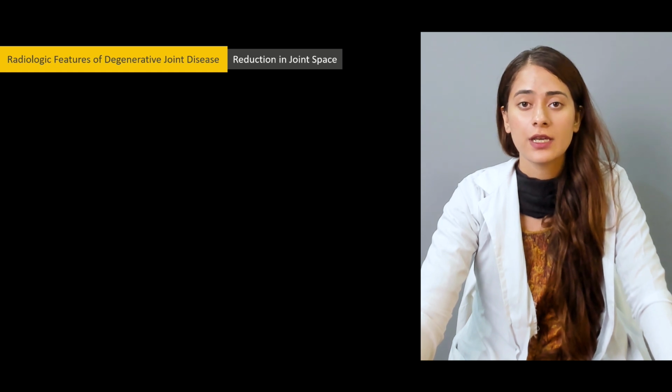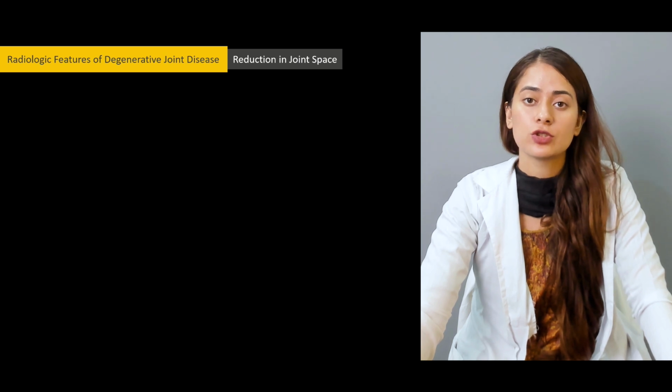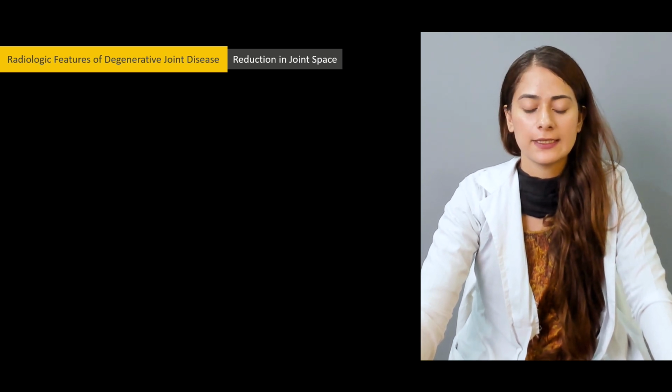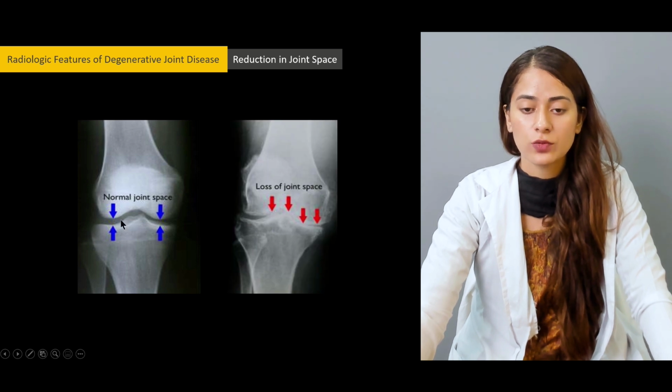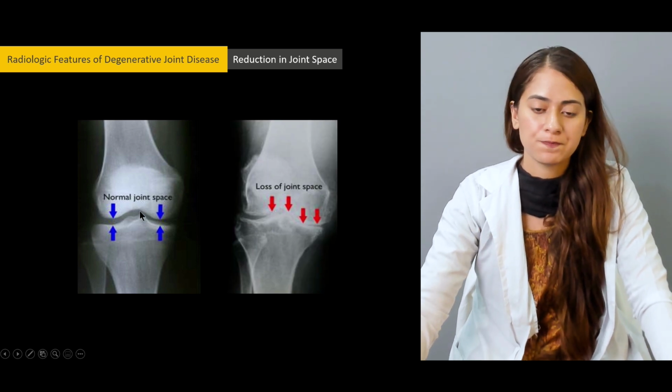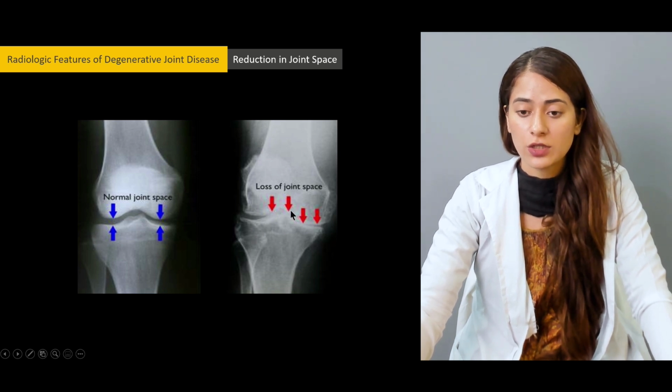First is a very visible reduction in the joint space, which is an indication of internal joint degenerative disease. This is the normal joint space. As you can see, it is optimally apart, the cartilage is present within, and there is an entire joint capsule which is not visible on the X-rays. Here we can see the loss of joint space.